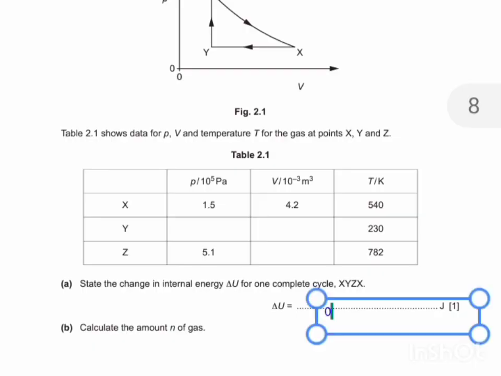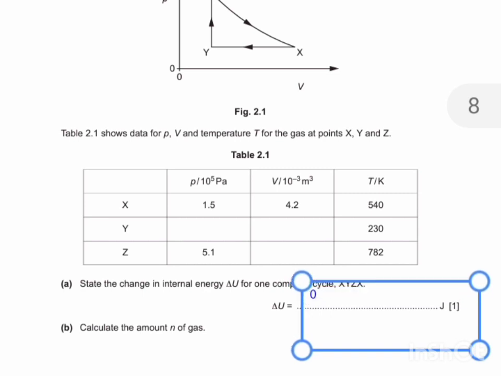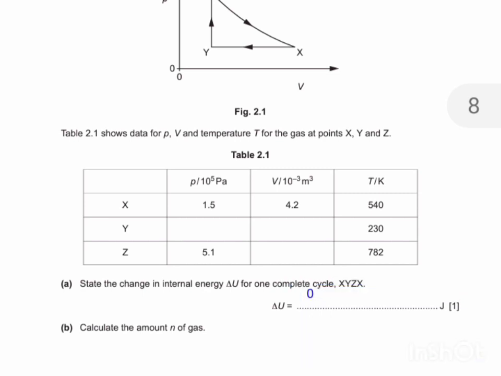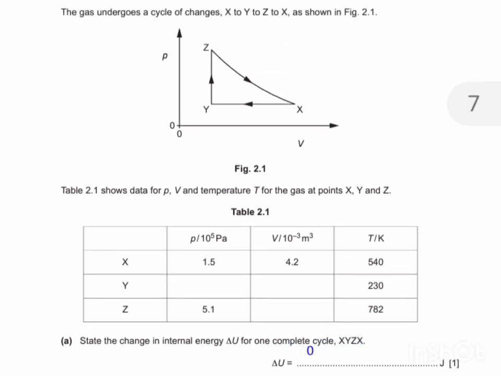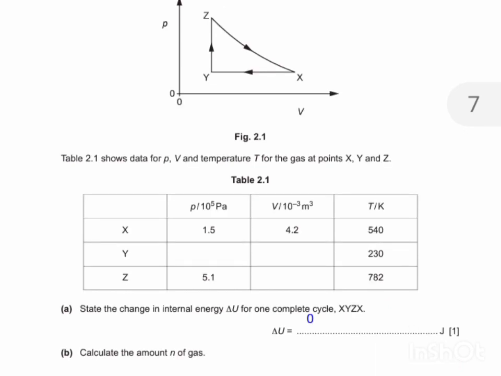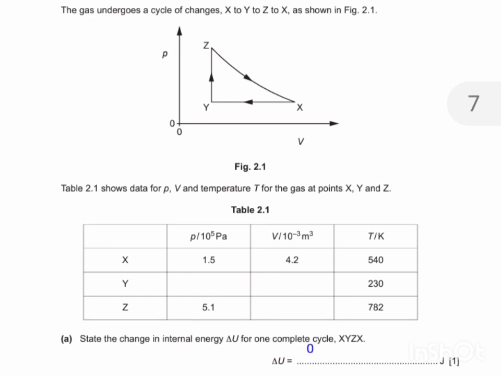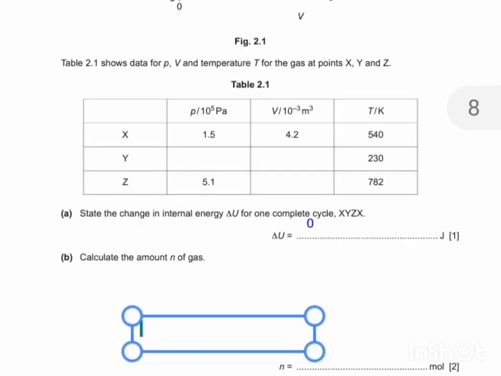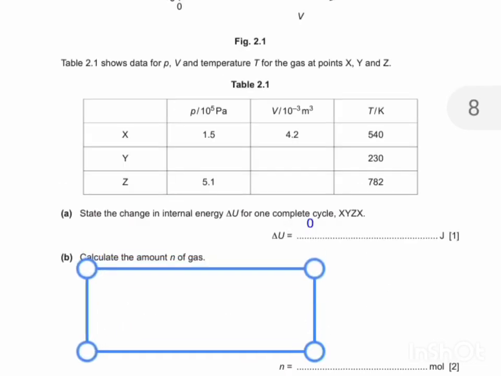Hi, so this is February March 22, paper 42, question 2. Firstly, as you can see, we have a Carnot cycle, right? And they have given you a table as usual, which we need to complete. For the first part, they had asked us to state the change in internal energy, which for a Carnot cycle is always zero.